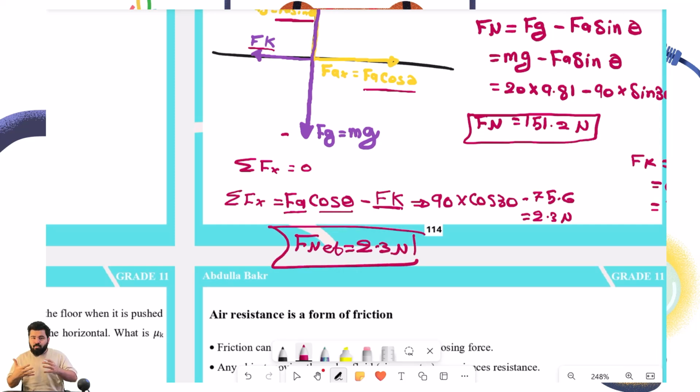You might say again, why only the force on the x-axis? Just please do this: pull an object on a floor and you're going to see that the y-axis doesn't move. It's only the Fx, or the x-axis, that is moving. The object is moving on a straight line.